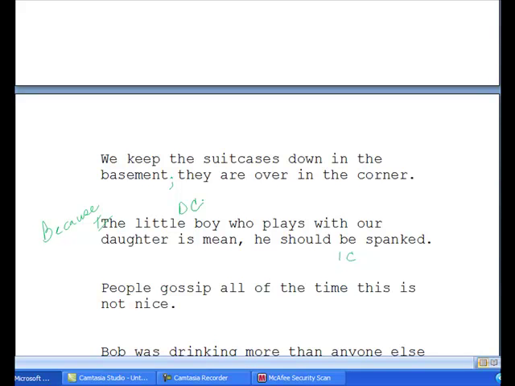Listen to me as I read it. Because the little boy who plays with our daughter is mean. See, it's a clause, has a subject and has a verb, right? The subject is boy, verb is, but it can't stand alone. It's not a complete thought. It's a dependent clause because it really depends on the independent clause for it to make sense, to complete the thought.